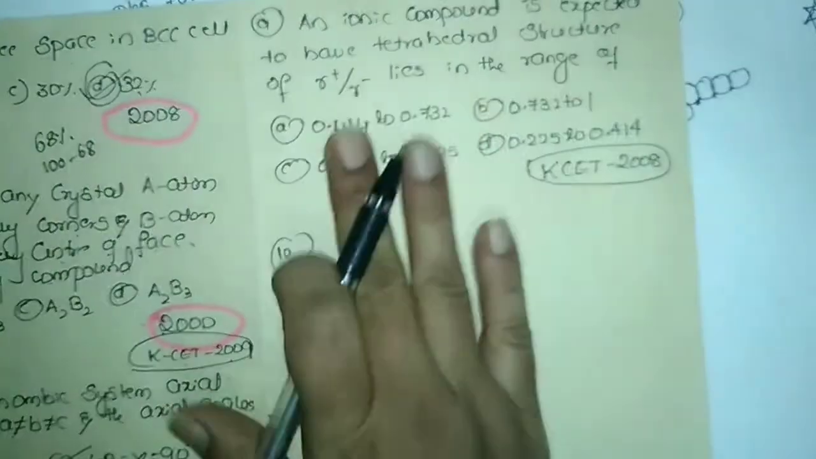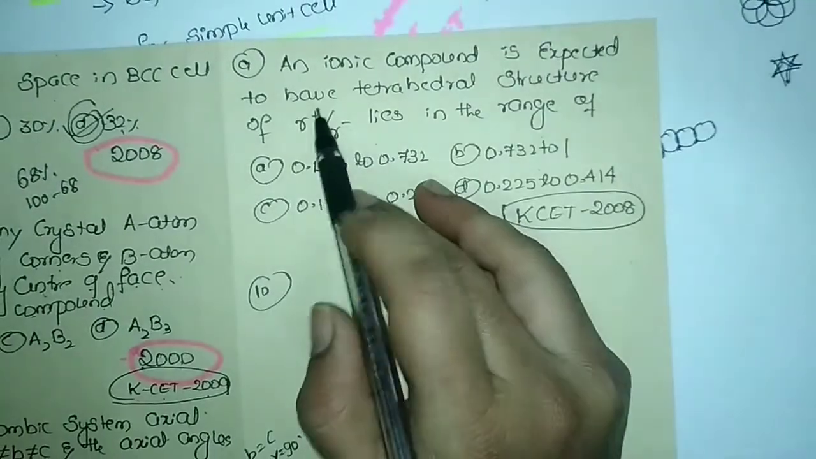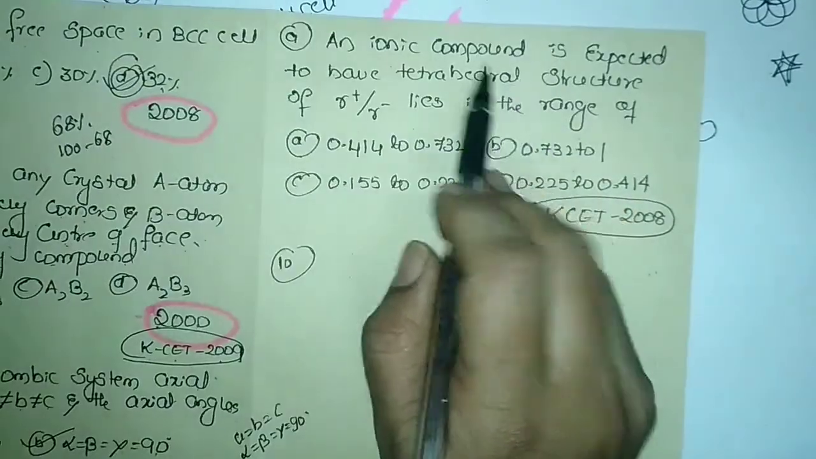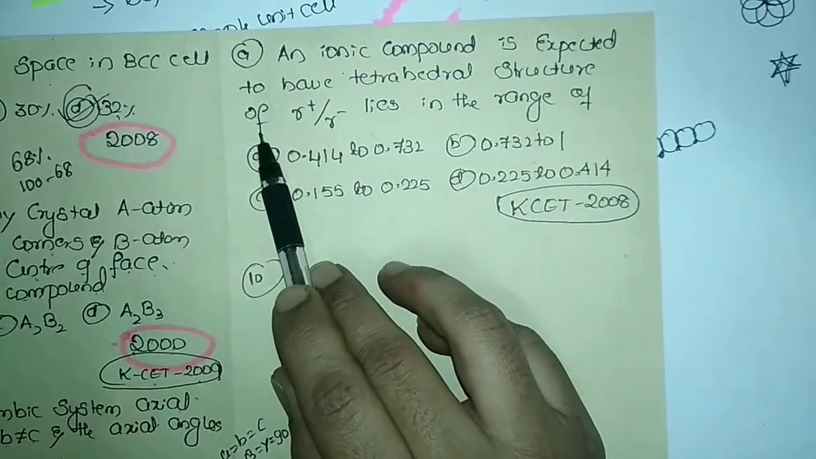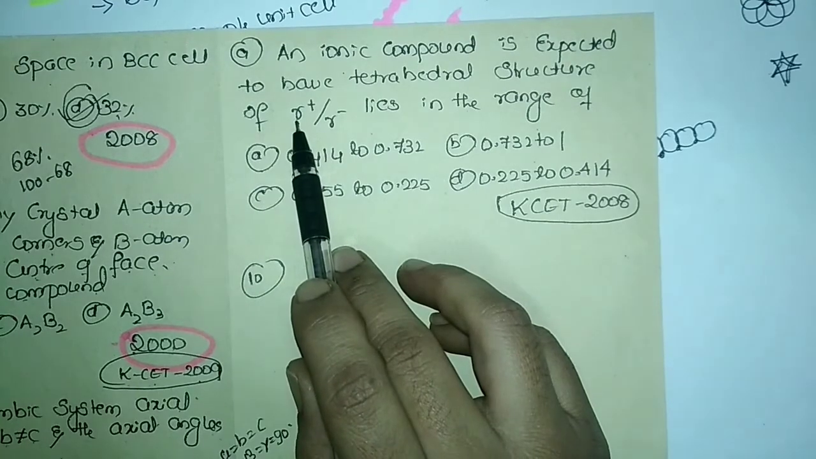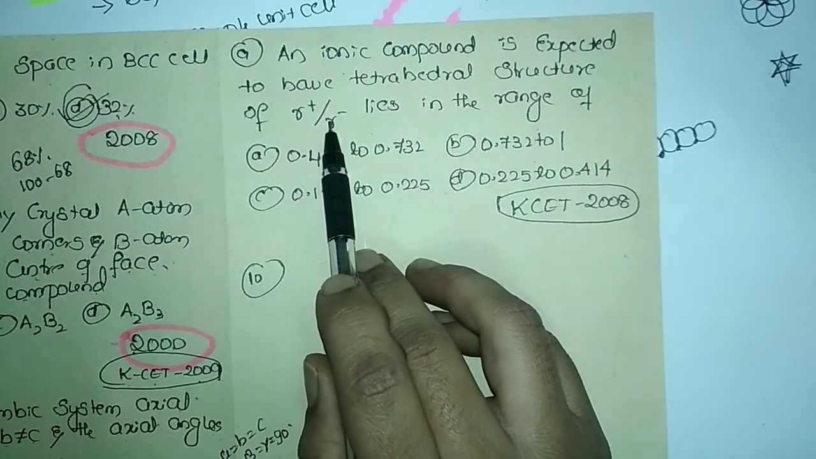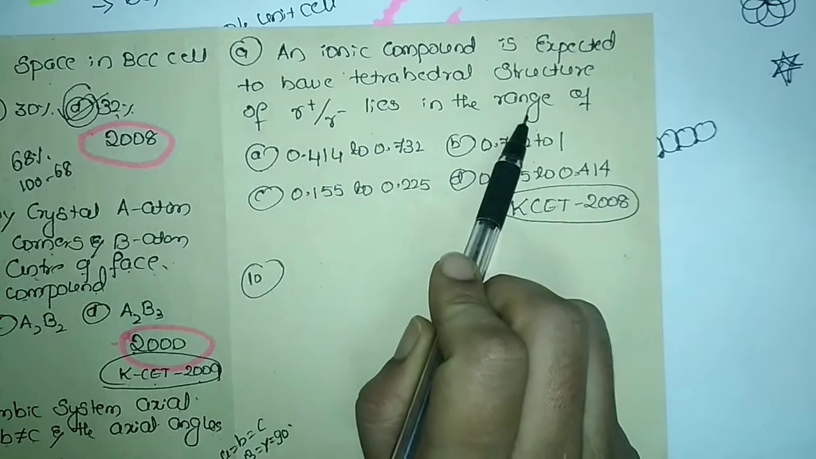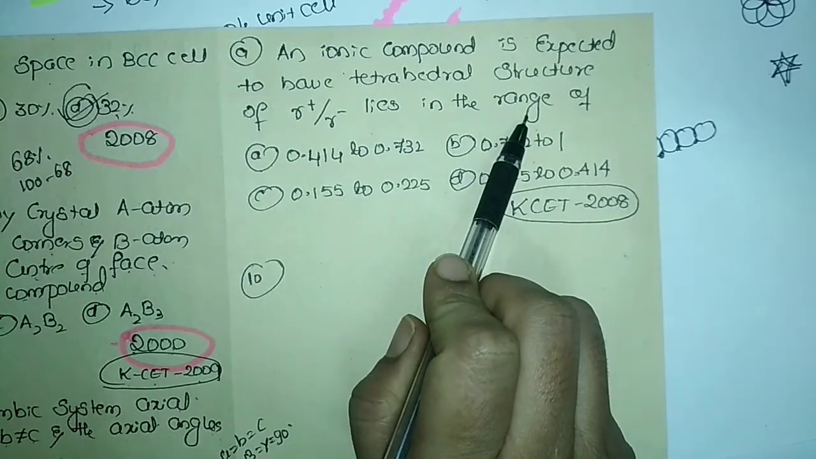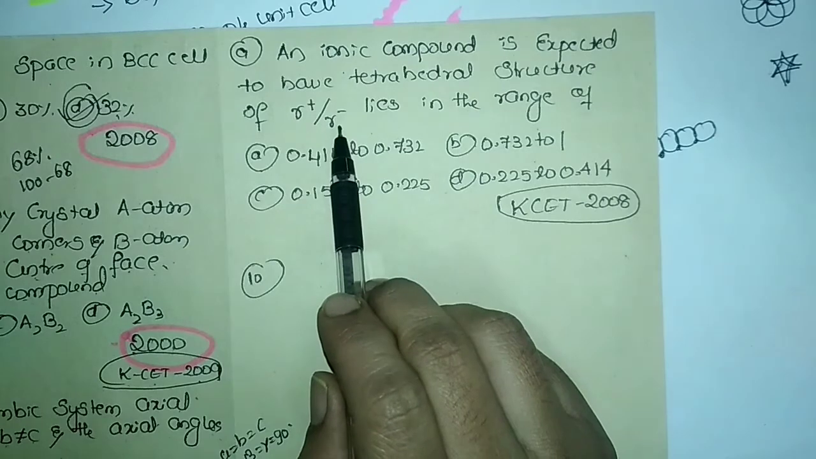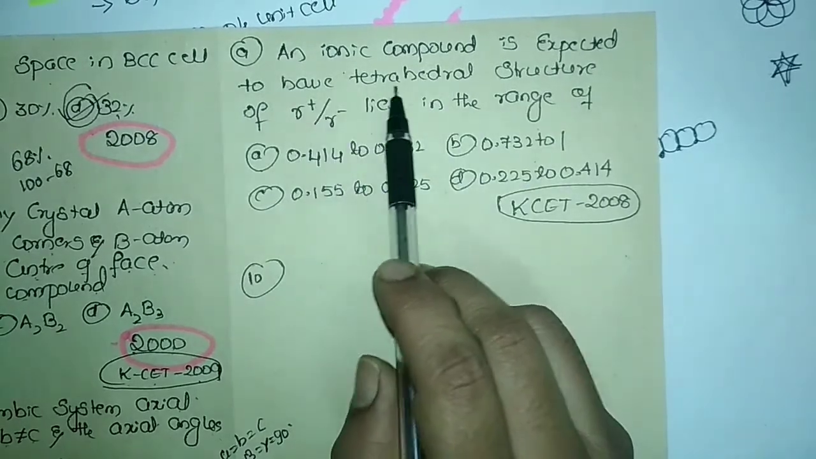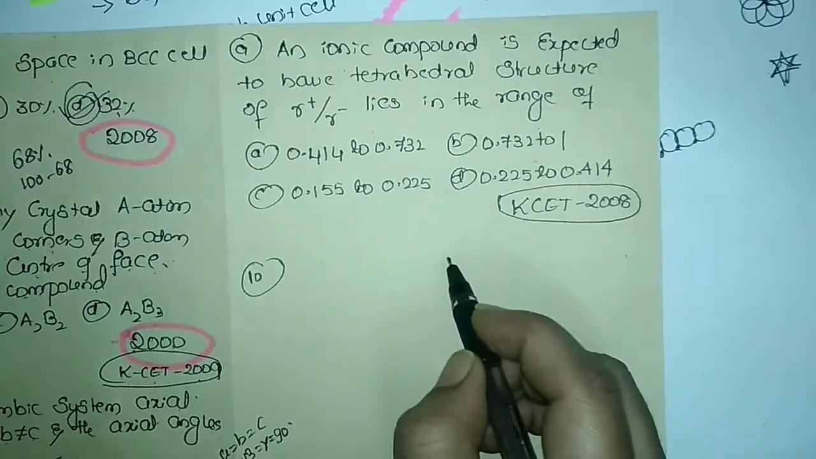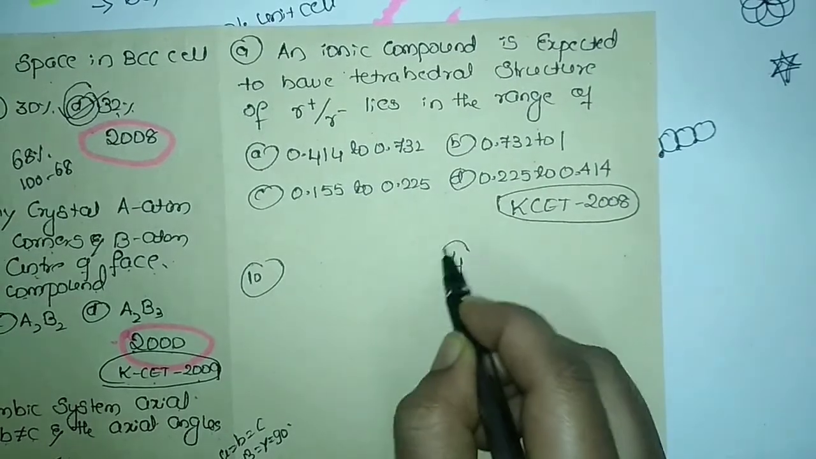Okay, the last question that I am discussing in this session is: an ionic compound is expected to have the tetrahedral structure if the radius of a cation to the radius of an anion lies in the range of. So students, we discussed this. If you remember the table, it is very easy. The question is that an ionic compound is expected to have a tetrahedral structure. So it is tetrahedral, as I told, four, tetra.